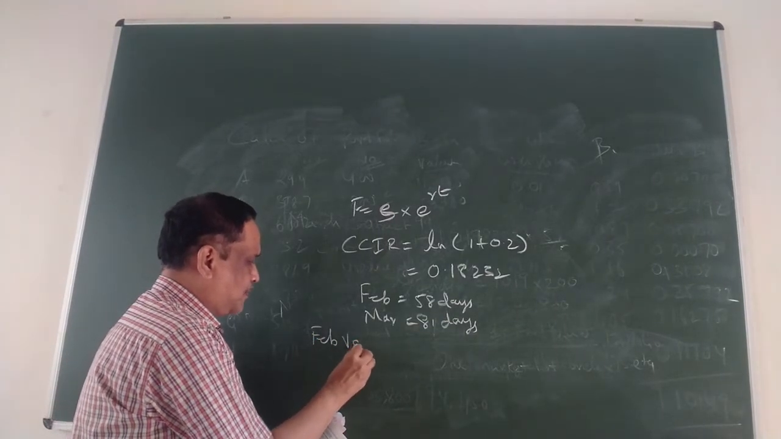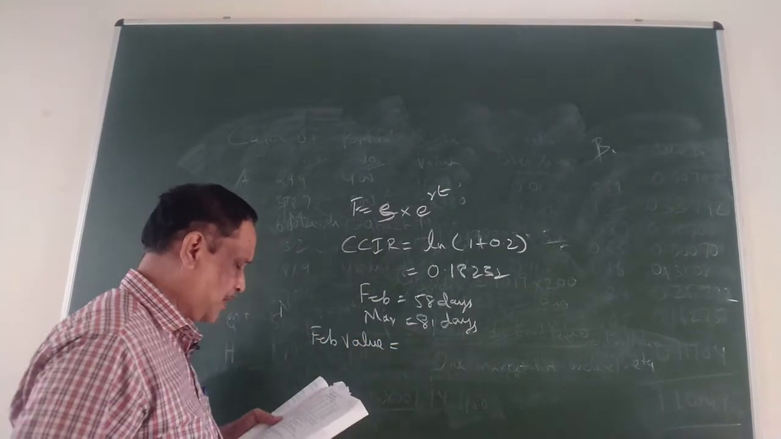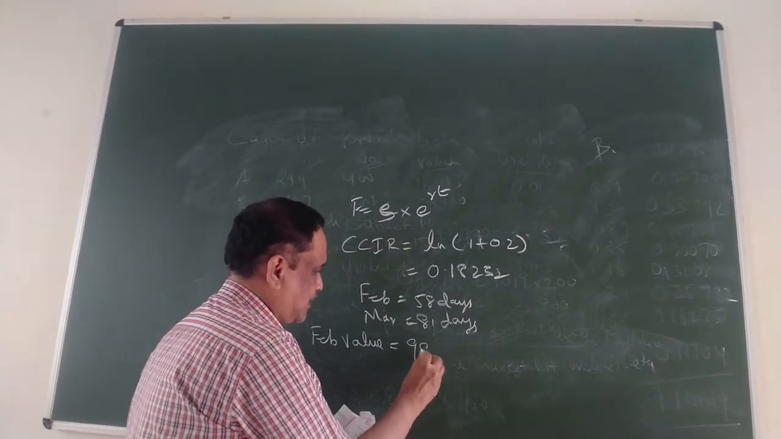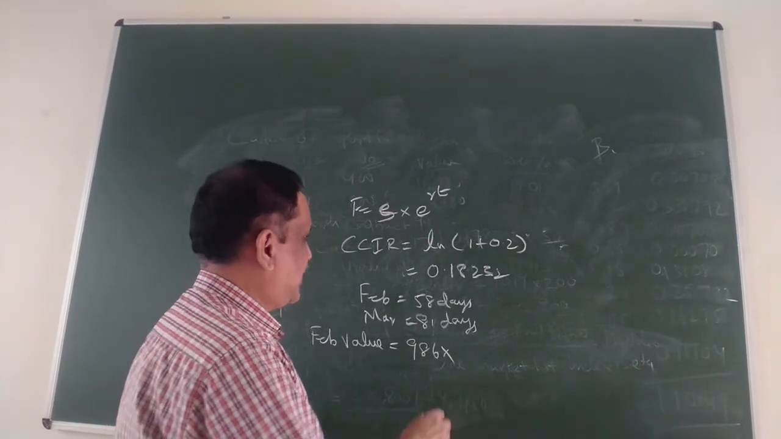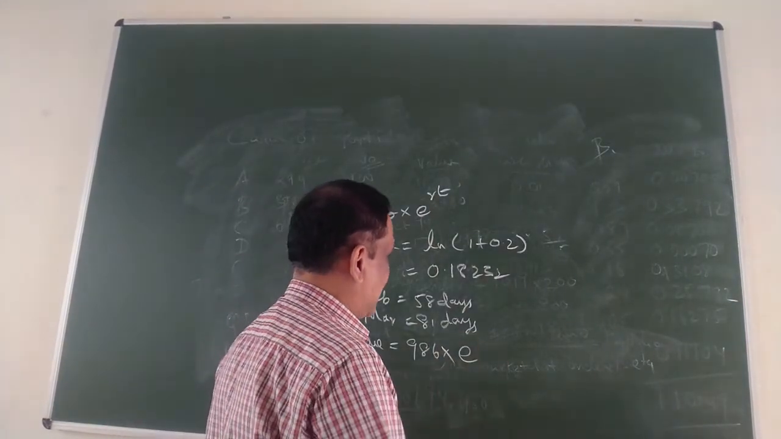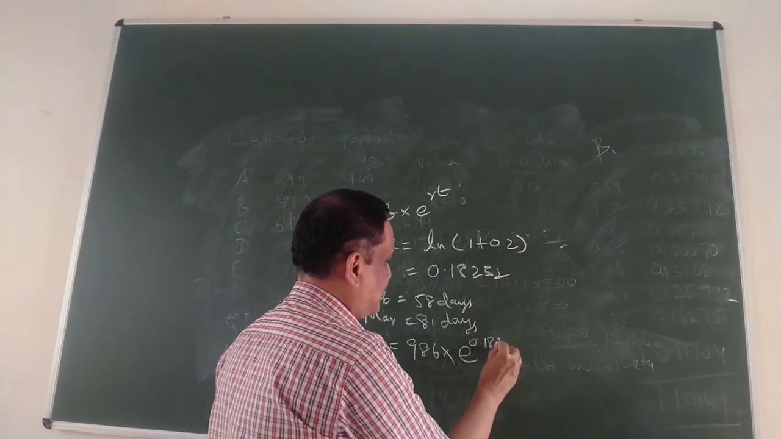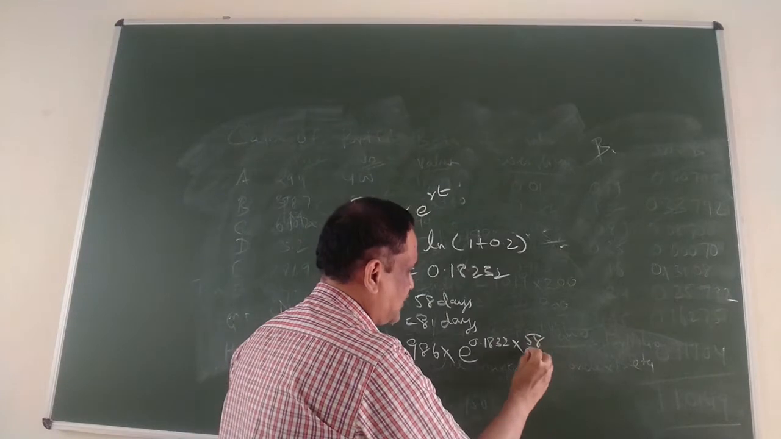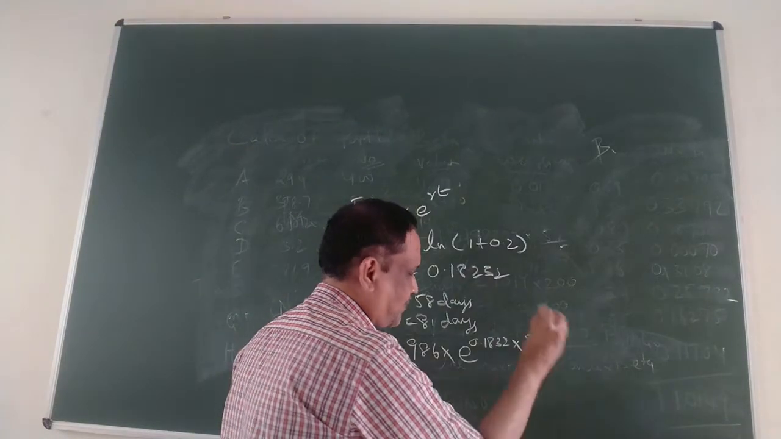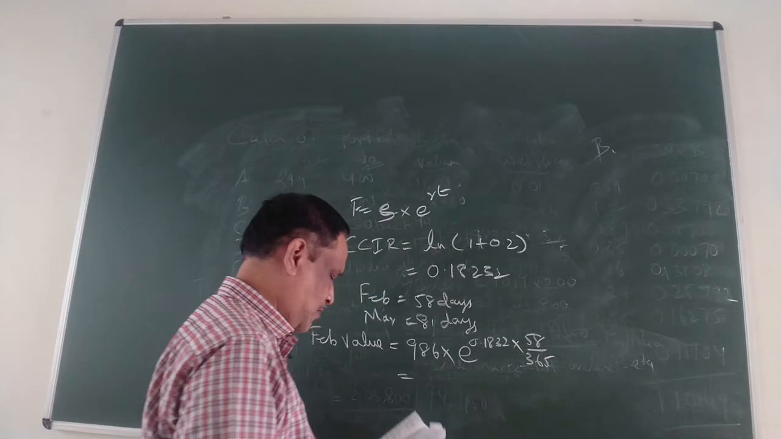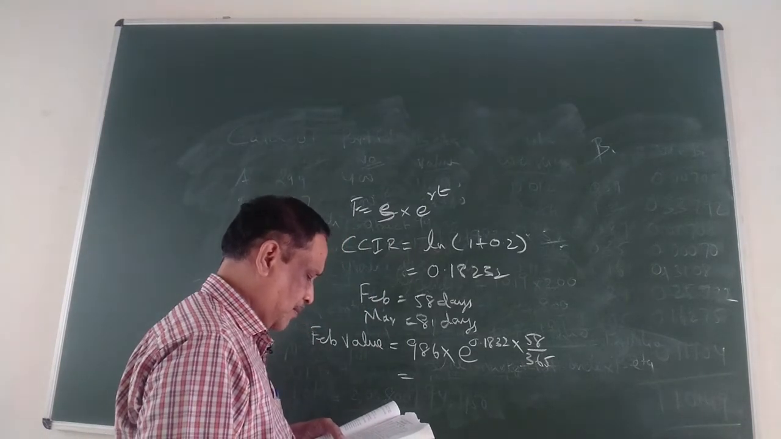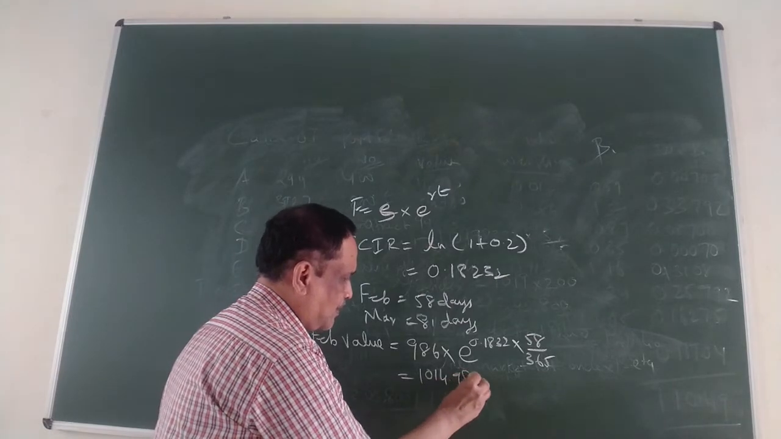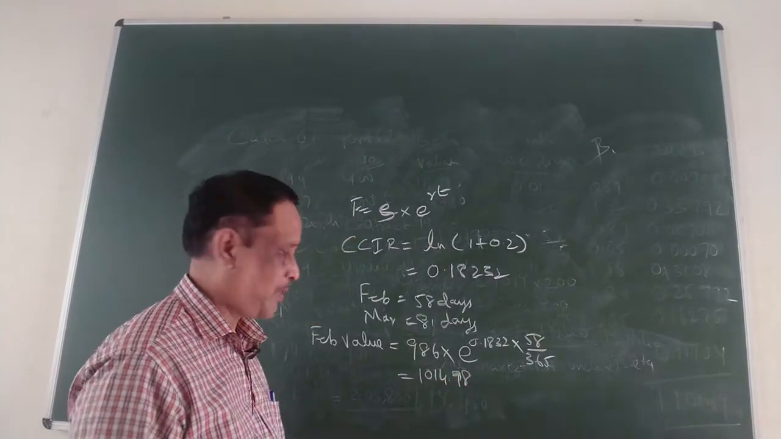Now, we can calculate the future value of the February contract. The spot value is already given in the problem, which is 986, multiplied by e power 0.1832, and the time we have for February is 58 days. So, as per convention 58 by 365, you will get a value of 1014.98. So, this is the value of the February contract.